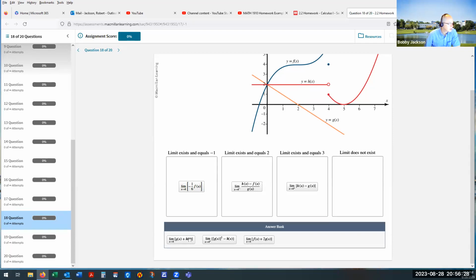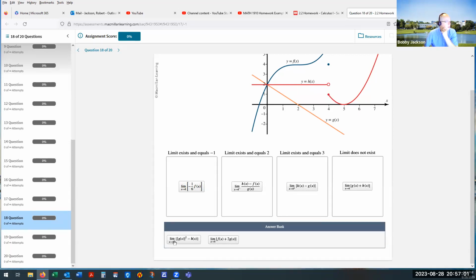But here's the problem. What's the limit as x approaches 4 of h of x? Well, the limit we said from the left was 2. The limit from the right was 1. Since those two limits both exist but are not equal, therefore the limit as x approaches 4 of h of x does not exist. So we can go ahead and just stick this in right in there, okay? Because that part does not exist. It doesn't matter what this limit is, right? The limit will not exist.